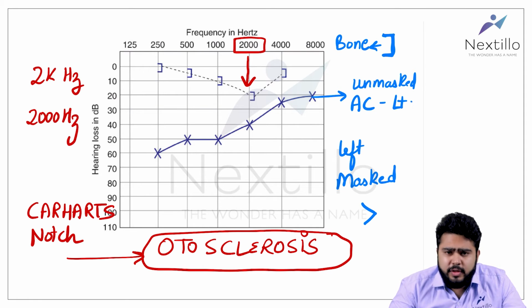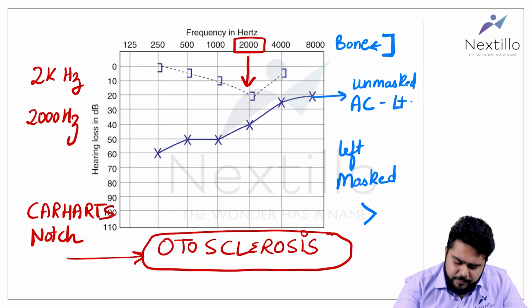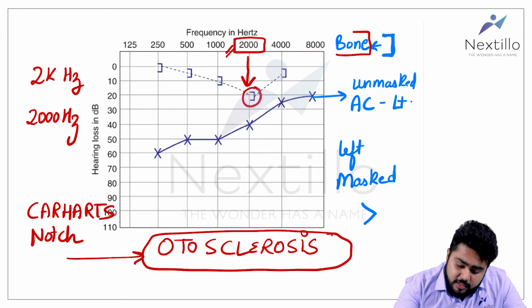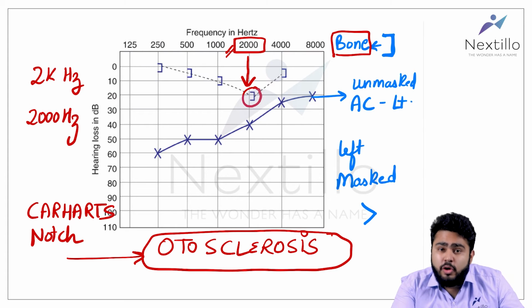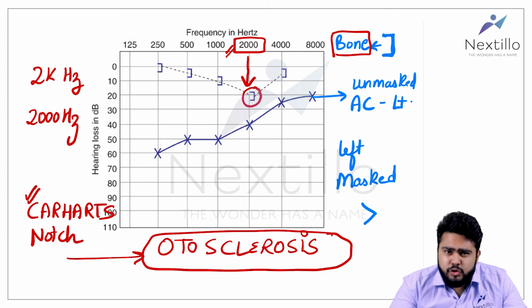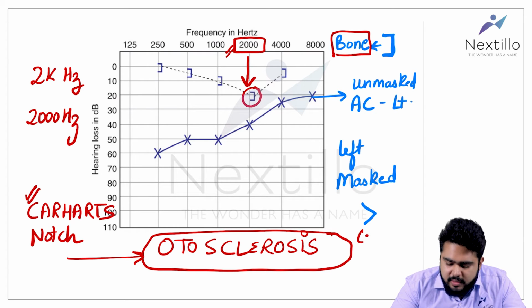This is very simple. So whenever you see a graph like this, there is a dip at the frequency of 2000 hertz in bone conduction. So we have to be very sure about this. In bone conduction, we call it the Carhart's notch. This is because of the Carhart's phenomena. Otherwise, otosclerosis is a conductive deafness disease, right? Patient should have conductive deafness.